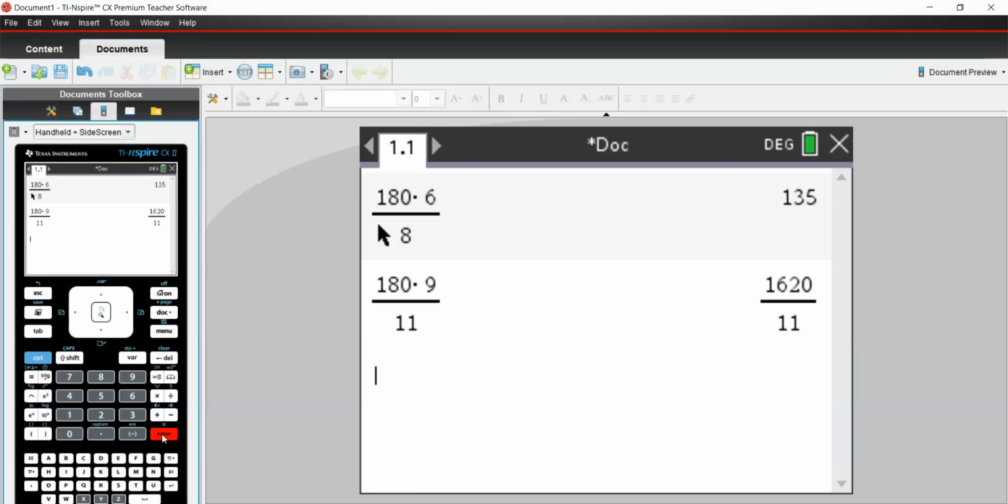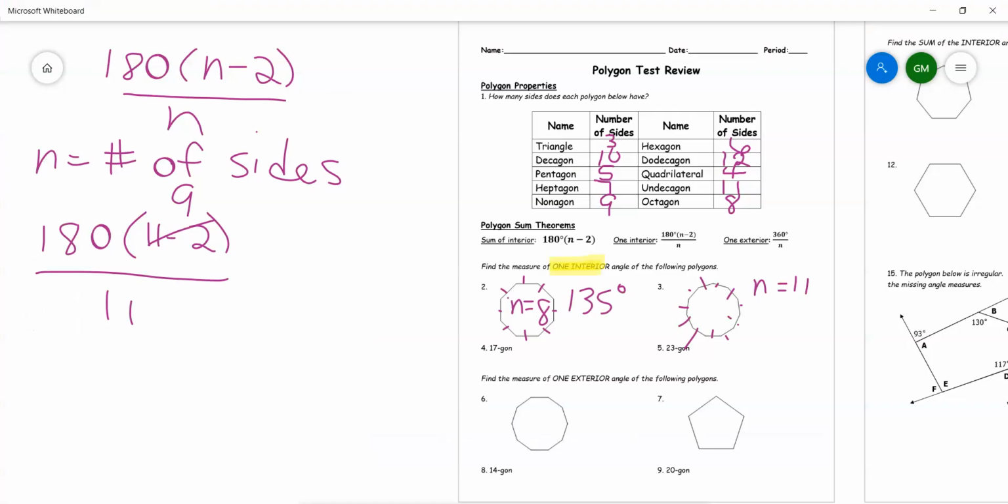Now it says 1620 over 11. We want an actual number, so let's hit enter. That's 147.27. So it's 147.27 degrees. Don't forget your units.